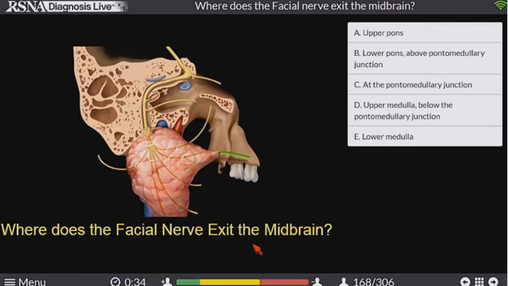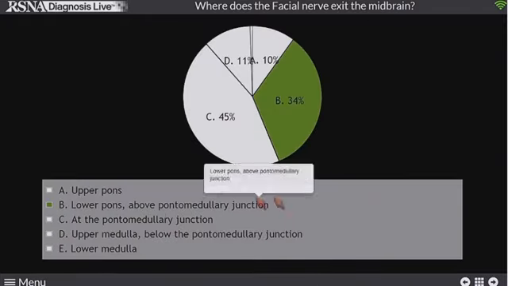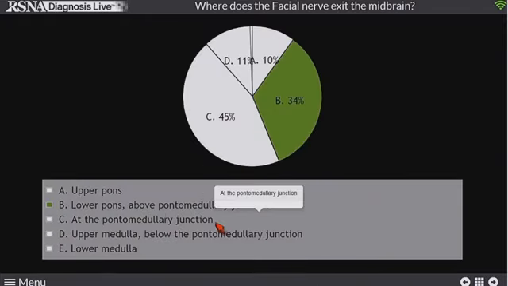Yeah, got about 150. What did most of you say? Lower pons above. Look at you. So most people say at the pontomedullary junction. That is traditionally what it's taught.